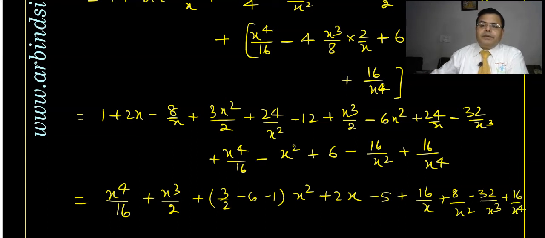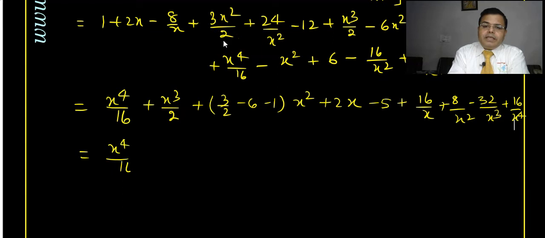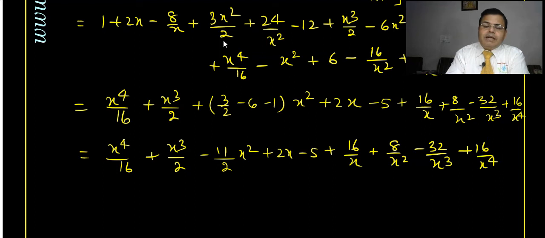That will be the answer. Okay, I hope you got it, and now you can simplify this. So that will be x4 by 16 plus x cube by 2, and this is minus 7, 7 2, yes, so minus 11 by 2 x square plus 2x minus 5 plus 16 by x plus 8 by x square minus 32 by x cube plus 16 by x to the power 4, and that will be the answer.